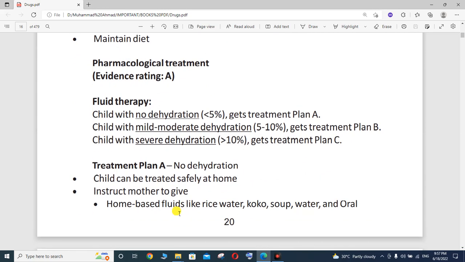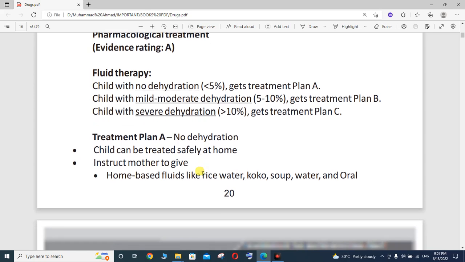For example, a child with no dehydration, less than 5%, gets treatment plan A. A child with mild to moderate dehydration, in the range of 5 to 10%, gets treatment plan B, which we have discussed in detail in our previous lectures. A child with severe dehydration, greater than 10%, gets treatment plan C. Treatment plan A is for when there is no dehydration, meaning no fluid loss.